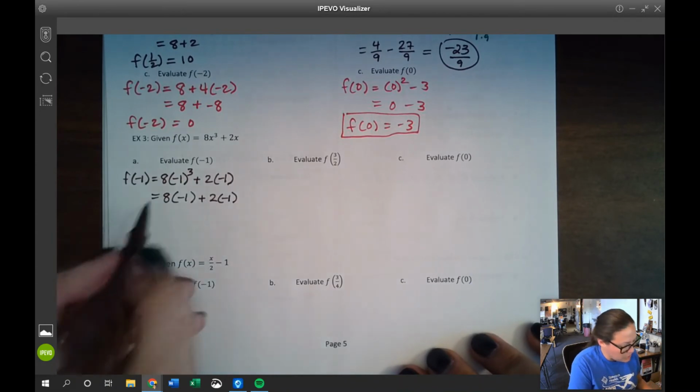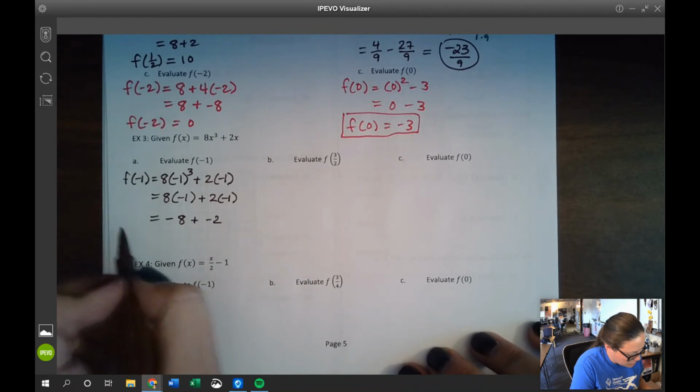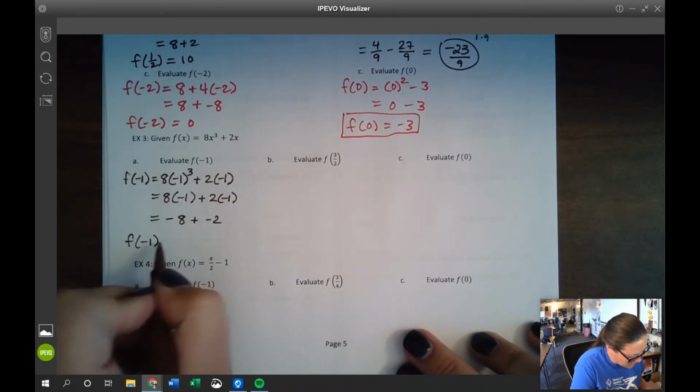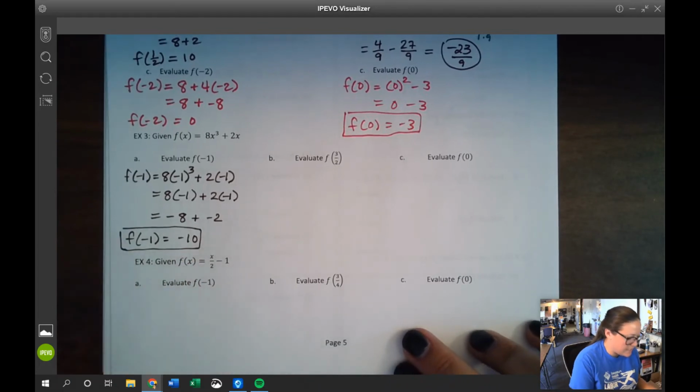And now I can do the multiplication. That's -8, and that's -2. And then I can go ahead and add those together. So I get f of -1 is -10.